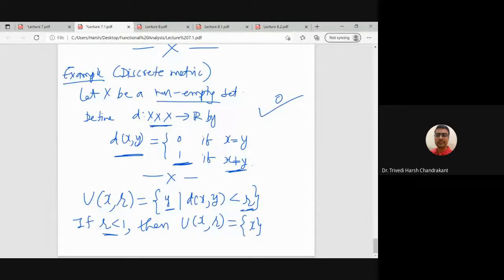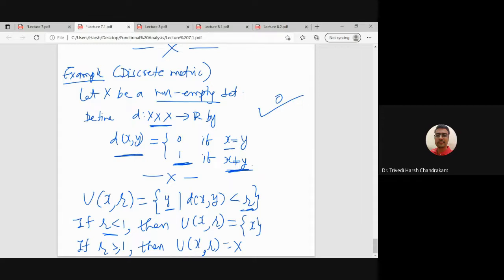This is a singleton. You are correct. And what about if we take r greater than or equal to 1? The whole space X. That will be the whole space X, right? Because either we have the point x or all other points have distance 1. So these are the two possibilities.